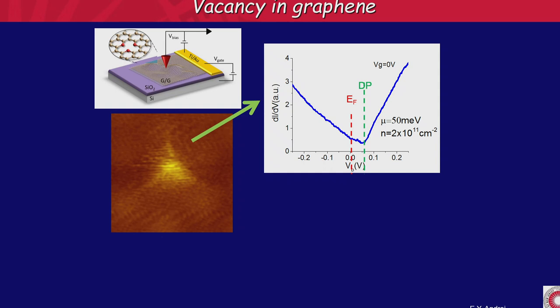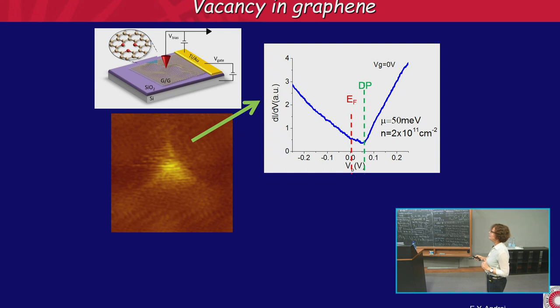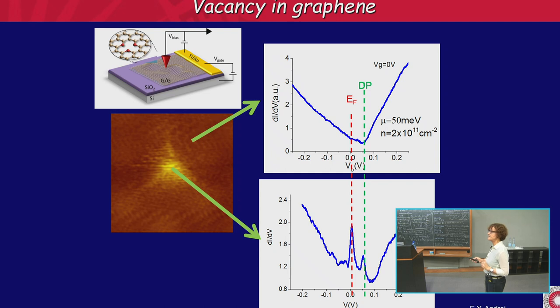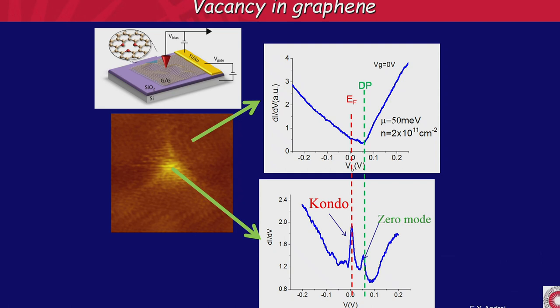So we on purpose doped it, to separate the Dirac point physics from the Fermi energy physics. We hole doped it here with 2×10^11 holes per centimeter squared. And then we move to the center of the vacancy. And this is what we see. Two peaks appear. One peak at the Dirac point, which we identify as the zero mode that we discussed before. And another peak right at the Fermi energy. This is our candidate for the Kondo peak. We need to check, but this is our candidate.